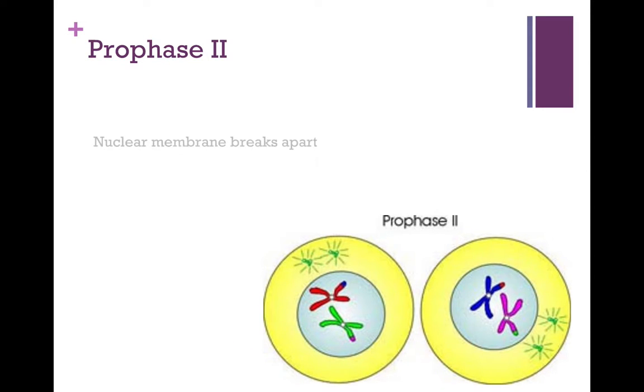On to prophase II. During prophase II, the nuclear membrane breaks down, and we begin that whole process of division again. We have spindle fibers forming and the centrioles moving to the poles, just like in prophase of mitosis and prophase I of meiosis. During this phase, we do not have any crossing over occurring. That already occurred in prophase I and does not happen again anywhere else in the cell cycle.